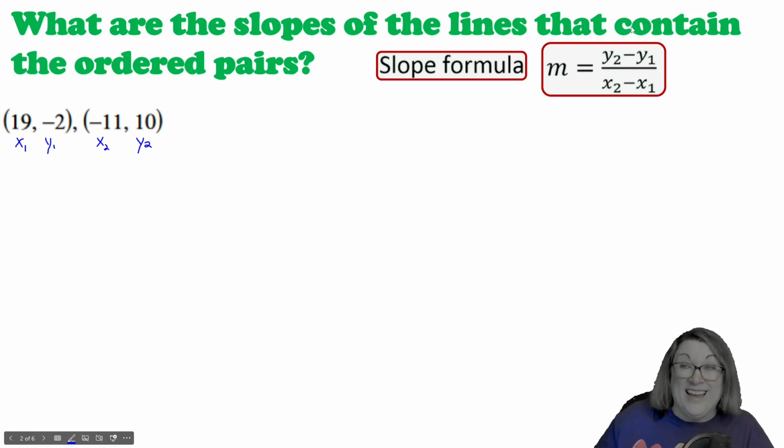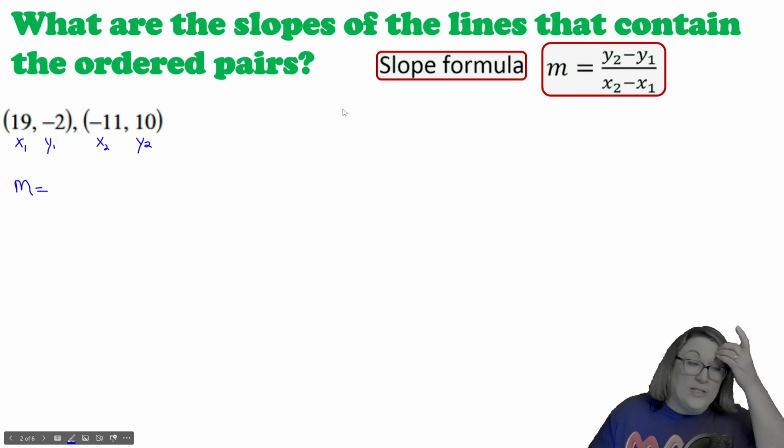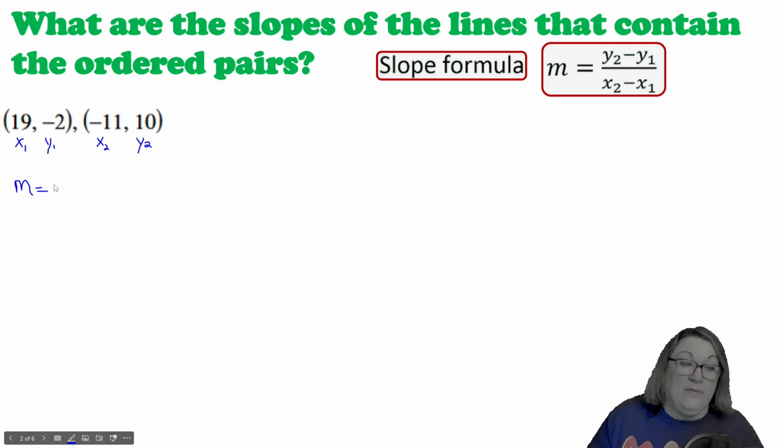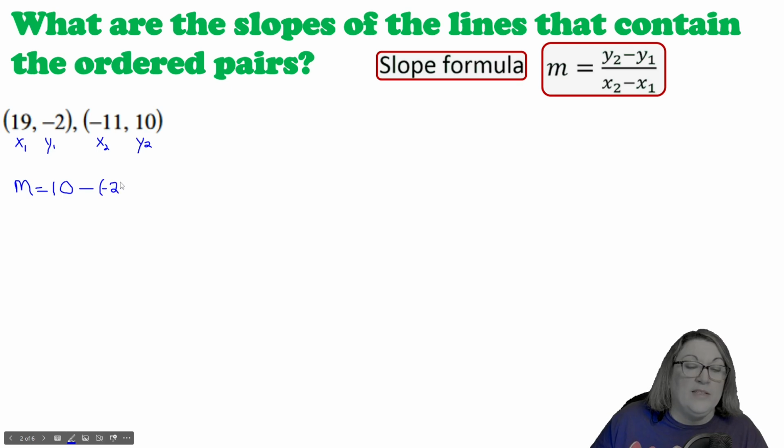Okay, so let's plug it into this formula where it goes. M equals the second y, and what is our second y? Well, our second y is 10. And it says to subtract the first y, so minus the first y, and our first y is -2. Since I have a minus there, I'm going to put the -2 in parentheses so that we don't get our negative mixed up with our minus. That goes on the top of our ratio. That's our second y minus our first y.